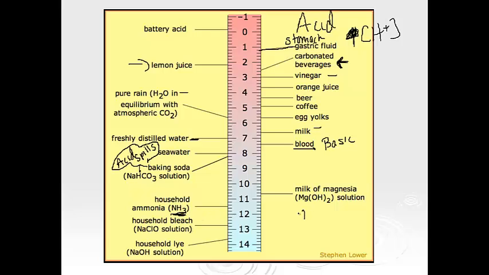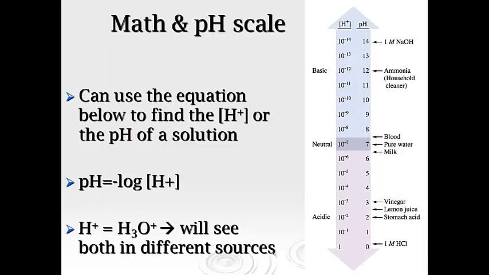Household bleach, milk of magnesia, or Tums are basic solutions that you add to your stomach acid to try to make you feel better. So again, some common ones that we should be familiar with because we're going to see them both in lecture and in lab. Now, here's the math.